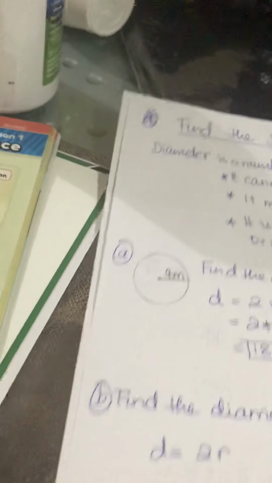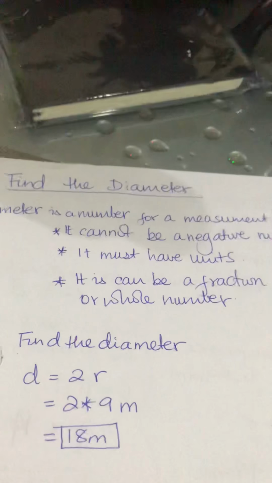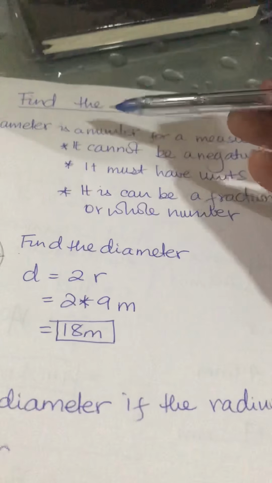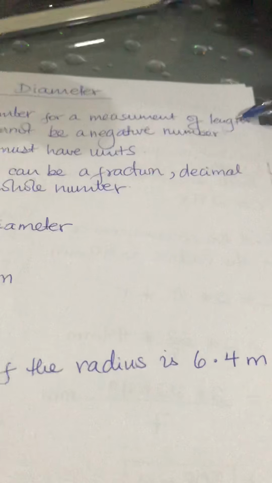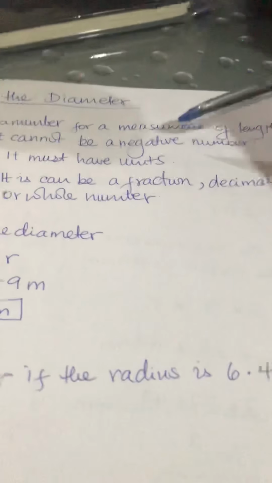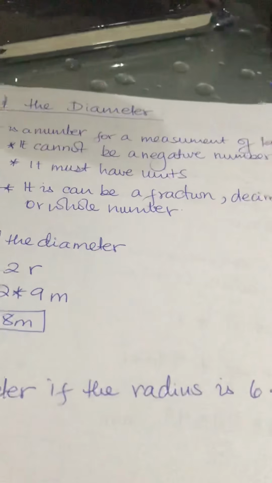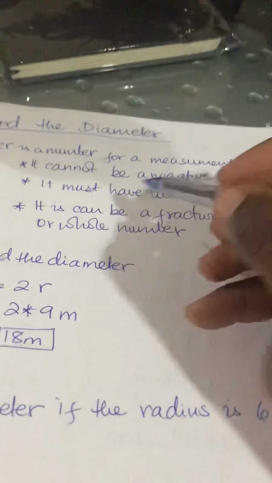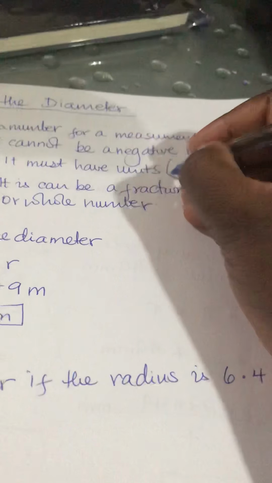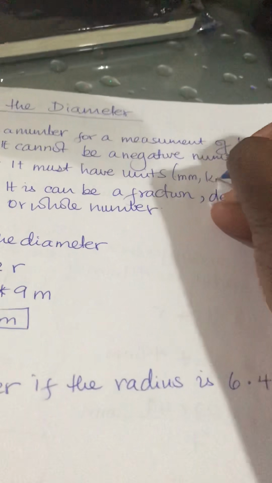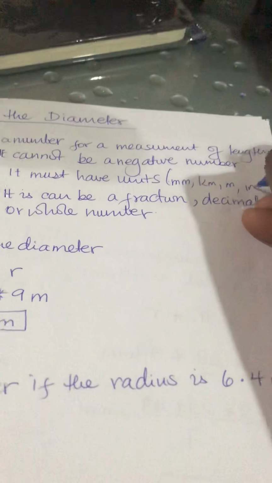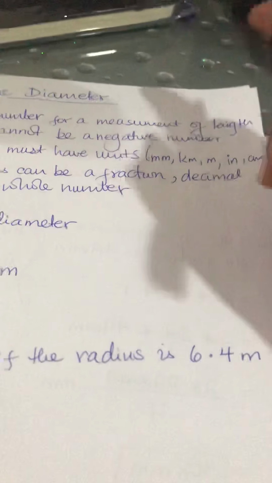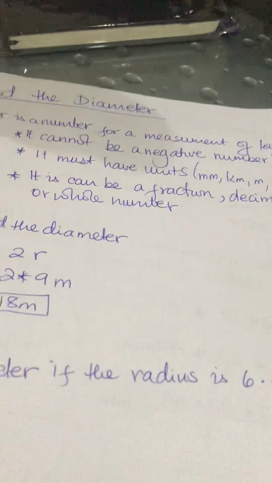Then the question will tell you, find the diameter. When the question says find the diameter, you need to know the diameter is a number for the measurement of length. So that means your number cannot be negative because you're measuring with a ruler. There's no negative numbers on your ruler. Okay? It must have units. Units like millimeters, kilometers, meters, inches, centimeter, like that. You need to know what units we use for measuring.